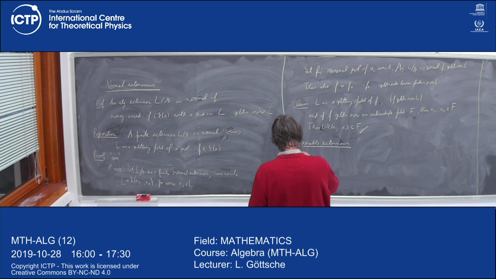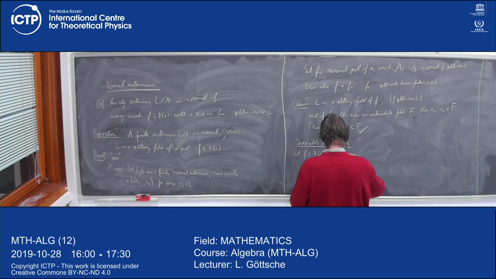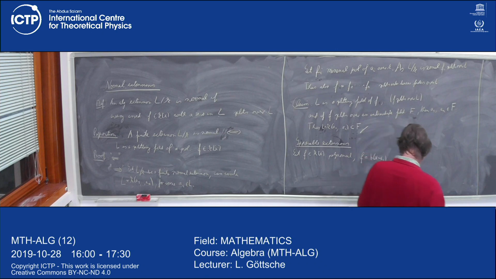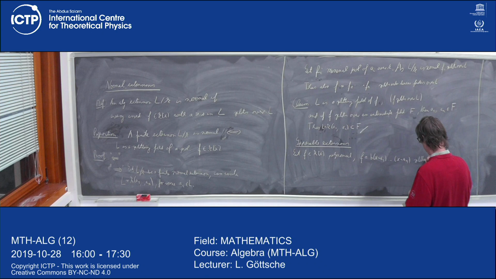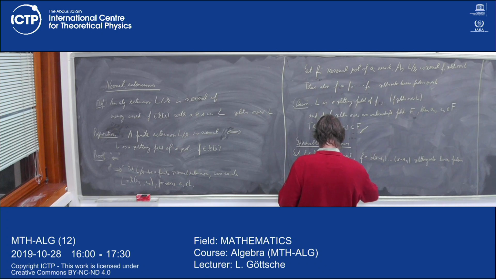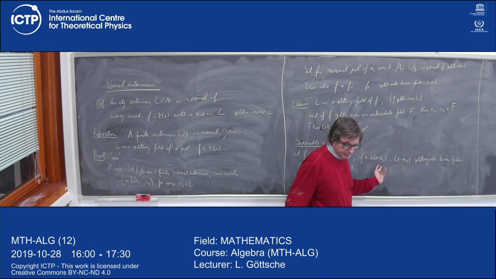So if f is a polynomial, it will split somewhere, so that we can write f equal to b times (x minus a1) times ... (x minus an), splitting into linear factors over some extension field L of K. Now it could happen that some of these ai are equal, so that we have a higher power.